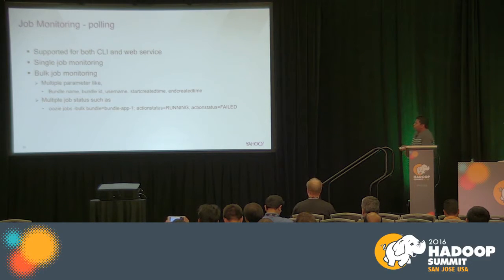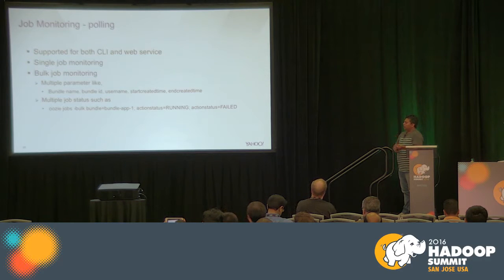We can also do polling. There are two ways to do it. One is single job polling, and the other is bulk. Bulk has multiple operators, like you can poll it by bundle name, bundle ID, username, start created time, end created time. You can poll a set of jobs within that start time and end time. You can also poll it based on the job status, saying that I only want jobs which are running or which have failed.